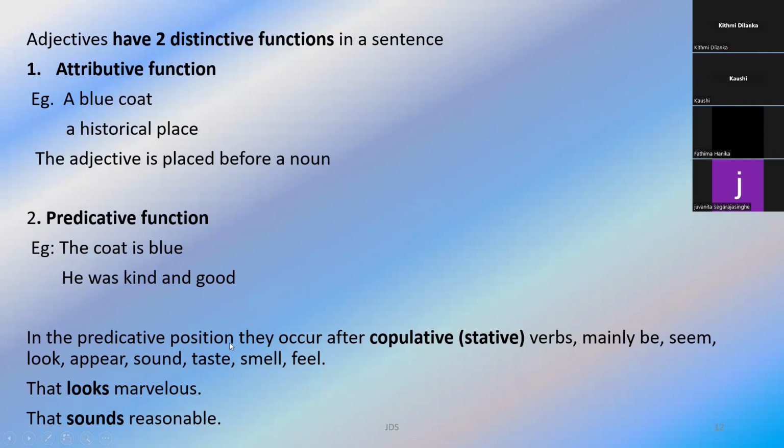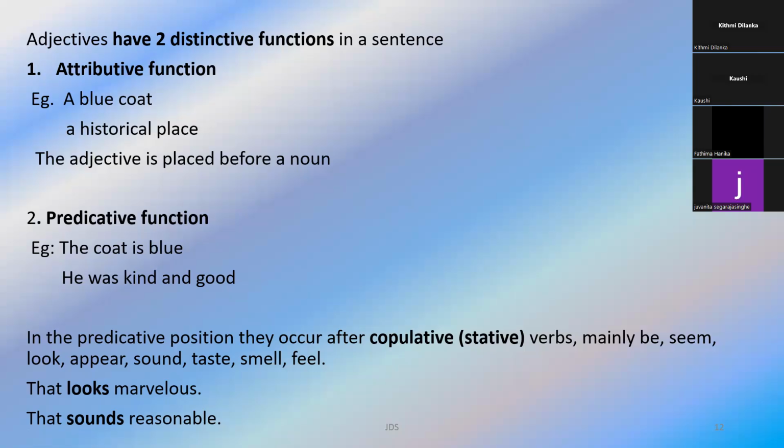In the predicative position, they occur after copulative verbs, that means stative verbs, verbs that indicate states. Mainly seem, be, the be verb, appear, look, sound, taste, smell, right? So all these are stative verbs or copulative verbs which indicate the state of a particular situation. He looks happy. Whether he is happy or not is a different question, but he seems to be happy. Outwardly, he seems to be happy.